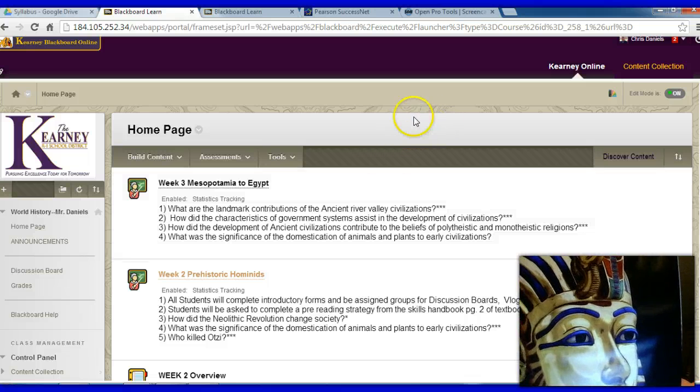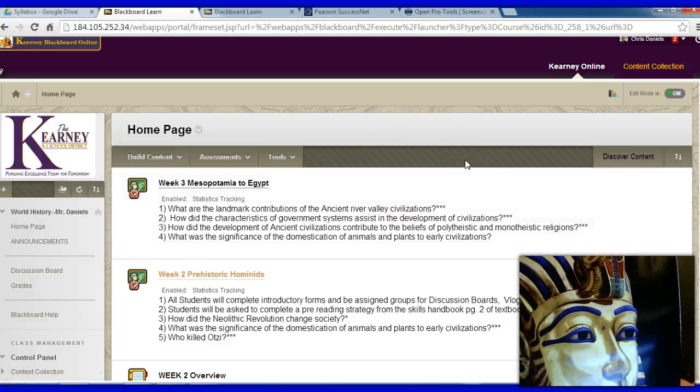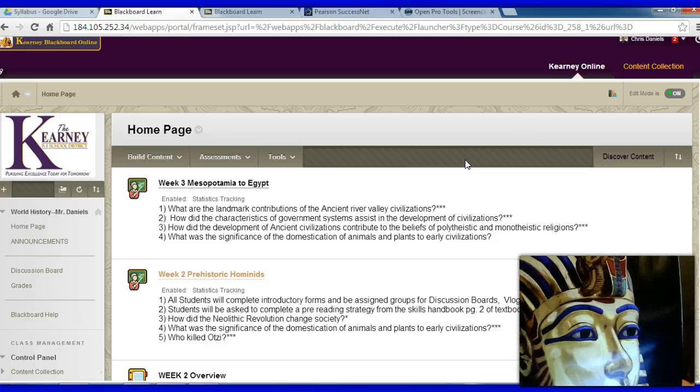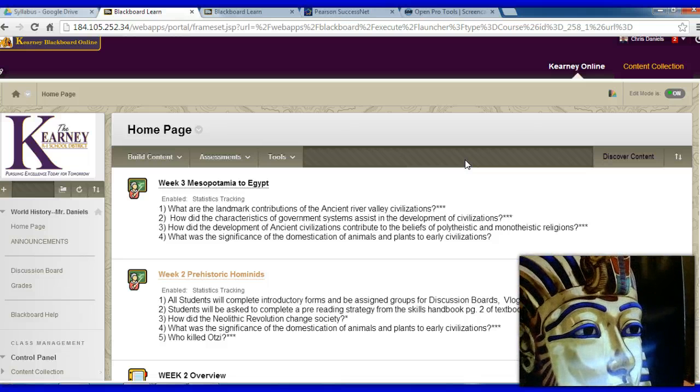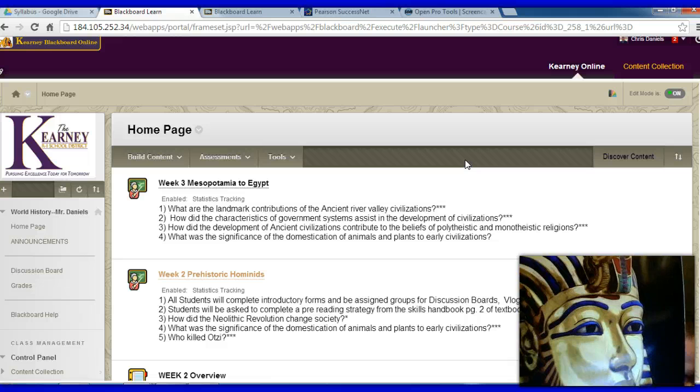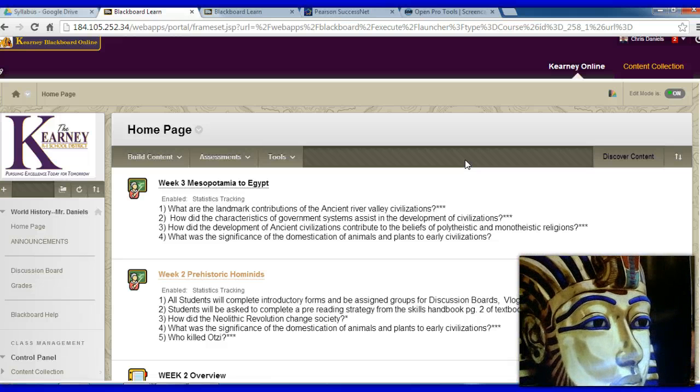Week 3, Mesopotamia and Egypt. What are the landmark contributions? How do the characteristics of government change based on the building blocks of civilization? How did the development of ancient civilizations contribute to the beliefs? And what is the significance of the domestication of plants and animals?